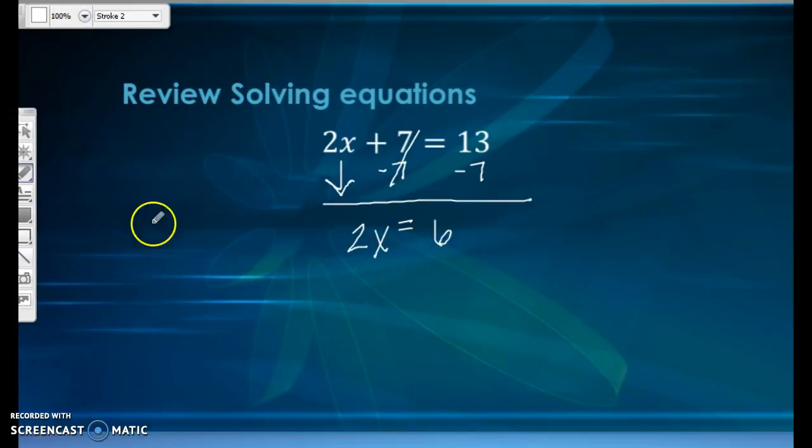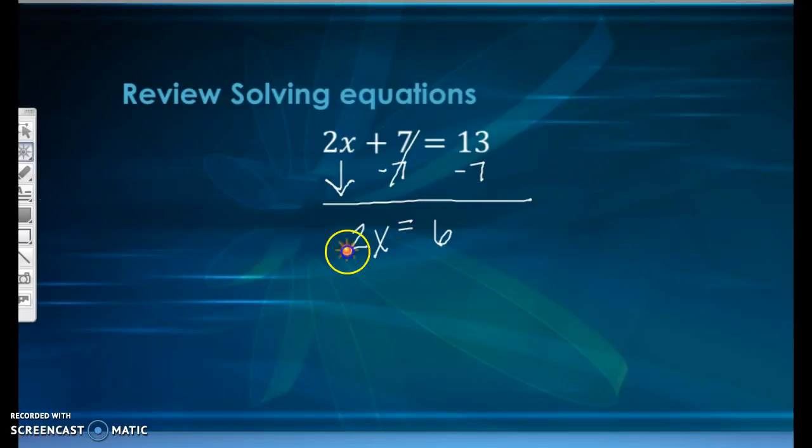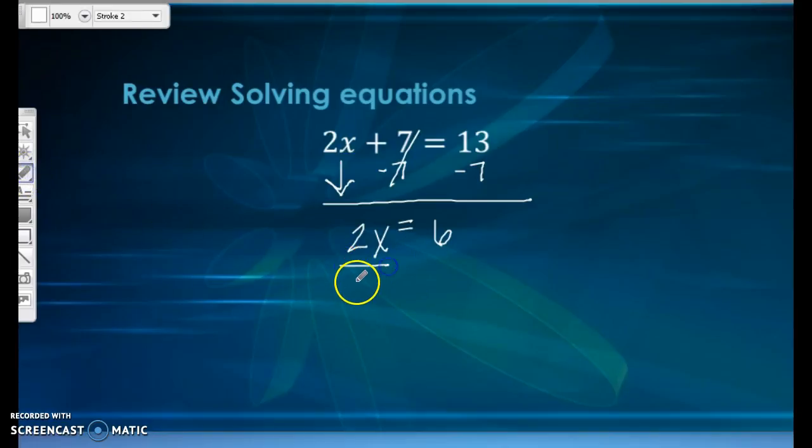And then what do we do? Remember, any time we see this 2 times x, that means multiplication. And so in algebra, we're always trying to do the opposite to get rid of things. We need it always cleaned up. So instead of multiplying, we're going to divide. And what we do to one side, we always do to the other. Now we're going to clean this up, and x equals 3, right? That's just your basic equation.